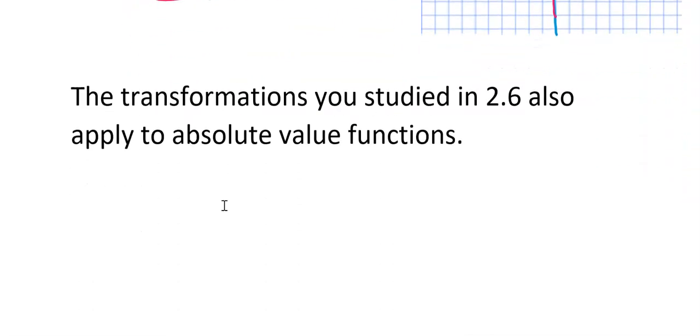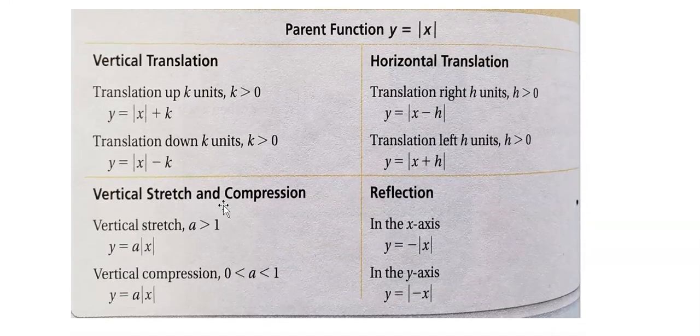The transformations you studied in 2.6 also apply to absolute value functions. Here are your parent functions. It's just kind of like the summary all on one page. If you know them from the other page, it isn't something that you necessarily have to write down, but you certainly could. You won't be able to use it on the test, but here it is.